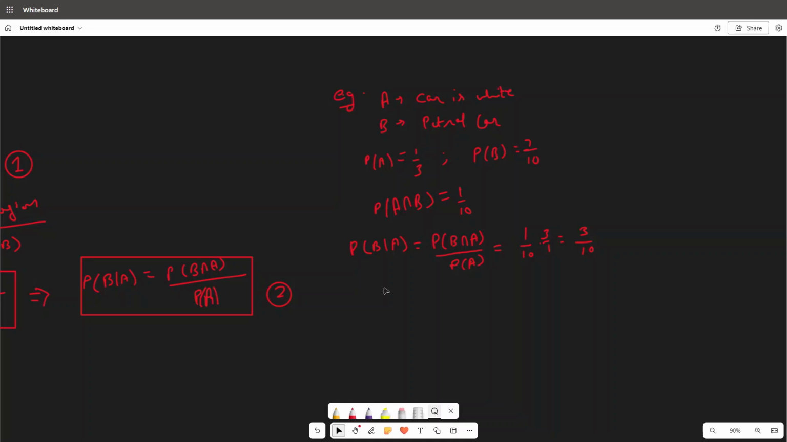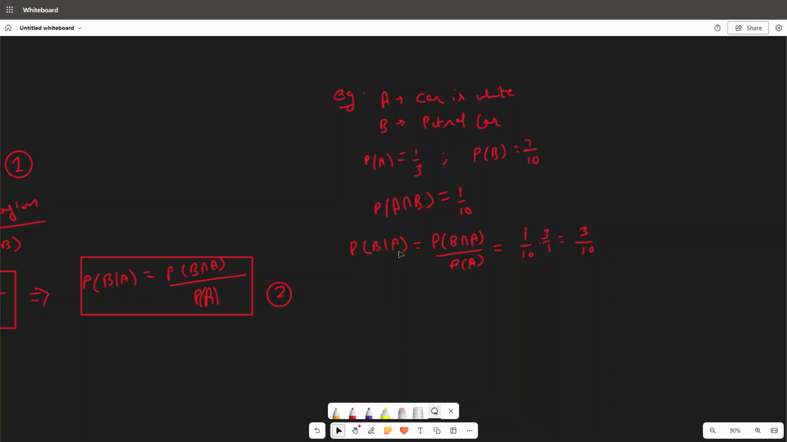We are given two events A and B. A represents any given car is white and B is any given car is a petrol car. We are also given the probabilities, that is, every 1 in 3 cars is white and every 7 in 10 cars is a petrol car. So probability of A and B comes out to be 1 by 3 and 7 by 10 respectively. We are also given the probability of A intersection B, that is the probability that a car is white and is using a petrol engine at the same time, and that probability is 1 by 10.